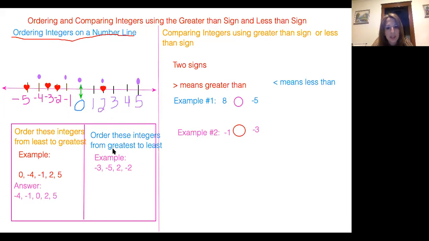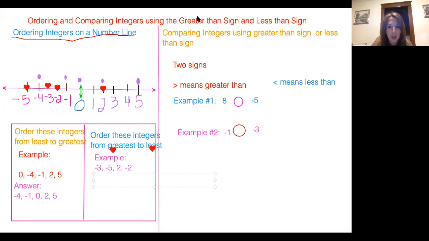Now, if you recall, it says from greatest to least. So when I order the numbers from greatest to least, I read the number line from right to left. So it's going to look something like this.